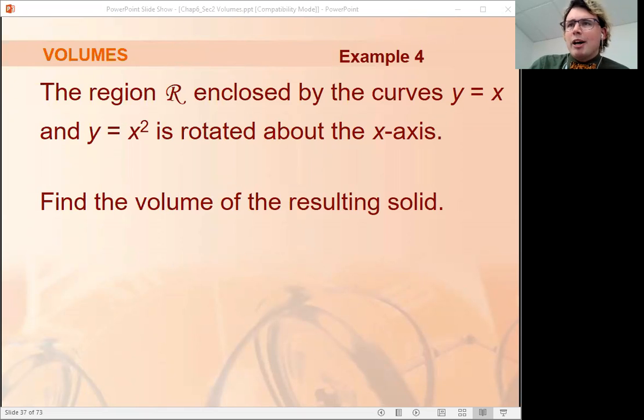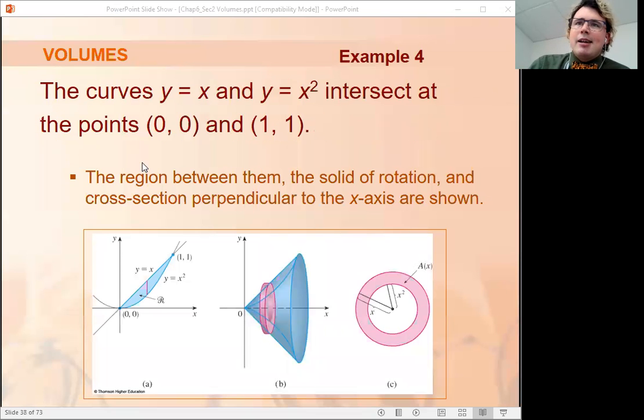I can picture y equals x. I can picture y equals x squared. And here it is graphed for me. The problem didn't say what my bounds were. So I'm going to use the two intersection points for the two different curves. Y equals x and y equals x squared, those two different curves, they both meet at the coordinates 0, 0 and 1, 1.